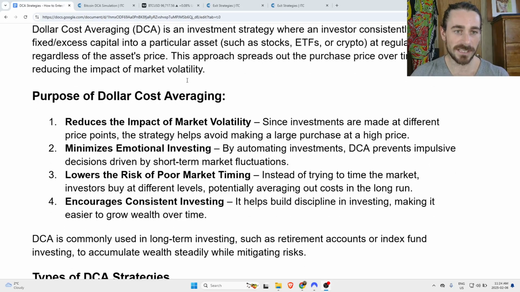We see here, this is the purpose of dollar cost averaging, essentially to reduce the impact of market volatility. Since investments are made at different price points, this strategy helps avoid making a large purchase at a high price. That's what I talked about. You don't want to lump sum into resistance. That's really going to hurt if the market does reverse and you get caught on the back end of a really big sustained downtrend. So really just reduce that impact of volatility, and minimize the emotion in investing.